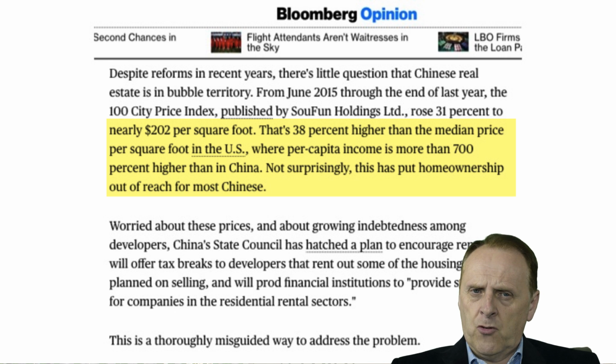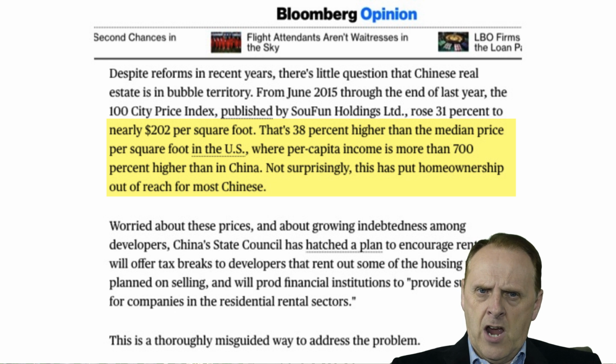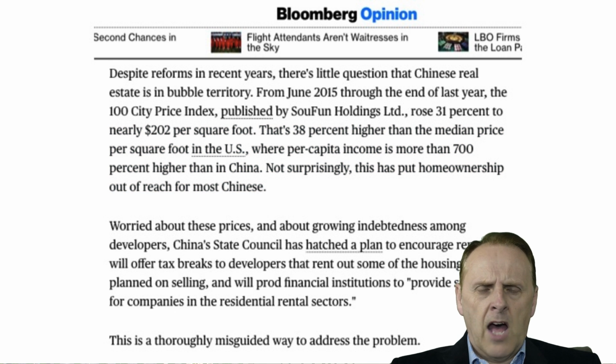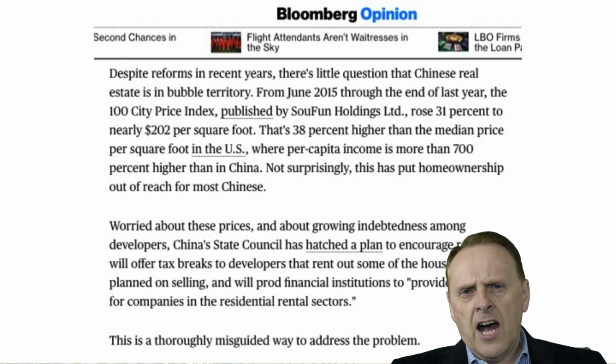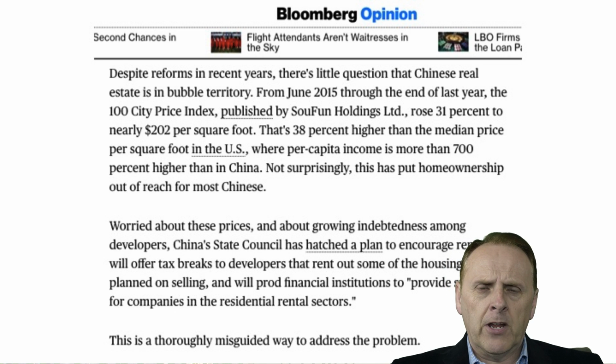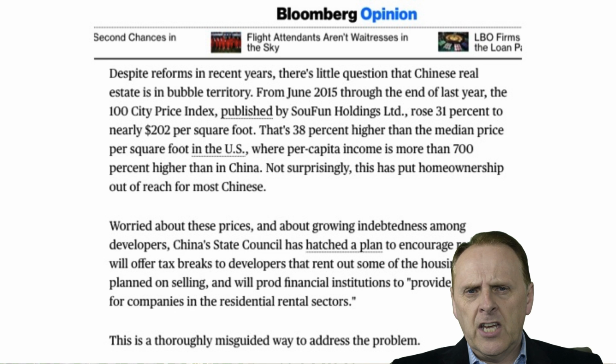But here's the kicker: even according to this article, the per capita income of the United States is 700% greater than in China, and yet China's price per square foot is 38% higher than the US. That, to me, is unsustainable. So what we're seeing are unsustainable rates with Chinese property, and a very shaky, potentially, debt situation, especially as far as the shadow banking side of things is concerned.